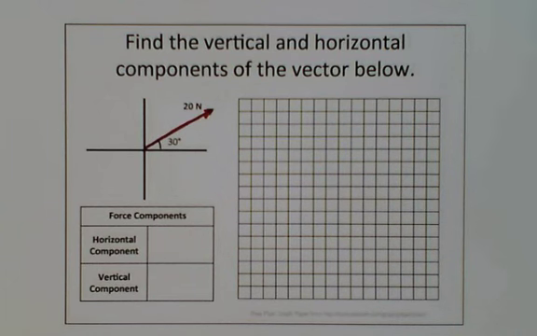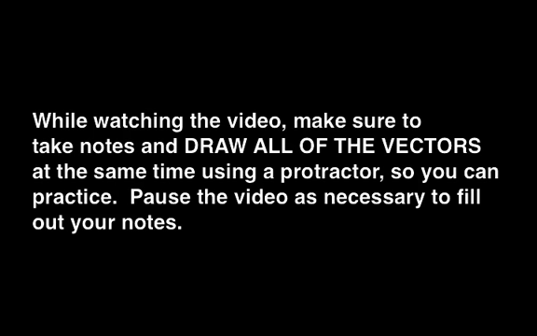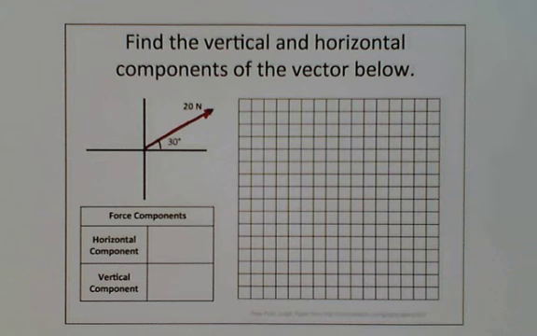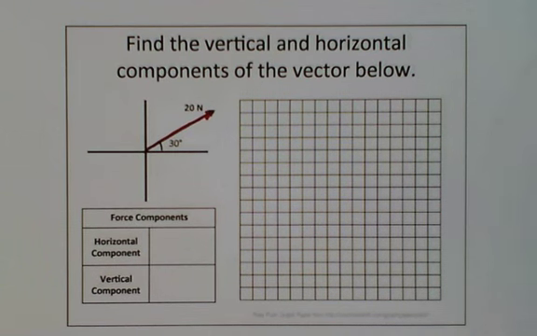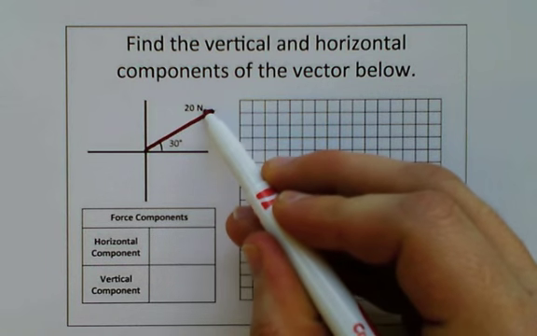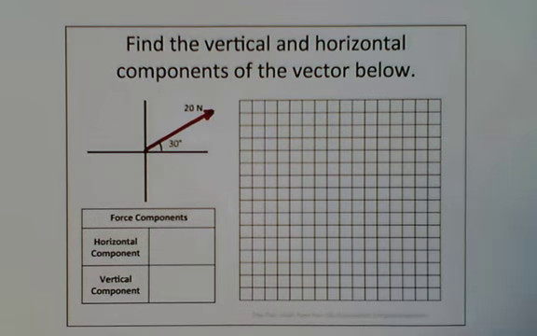This video is about finding the horizontal and vertical components of vectors. We've talked about vectors as something with a magnitude and a direction. For example, a force is a vector. Here we have a 20 Newton force at a 30-degree angle from the horizontal.